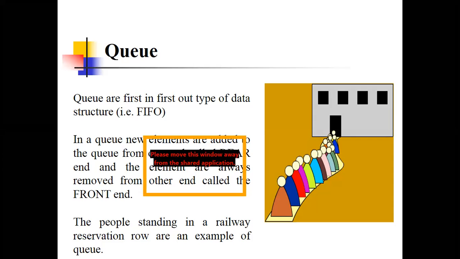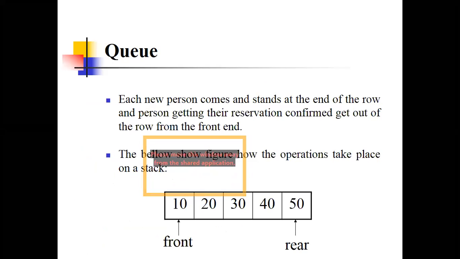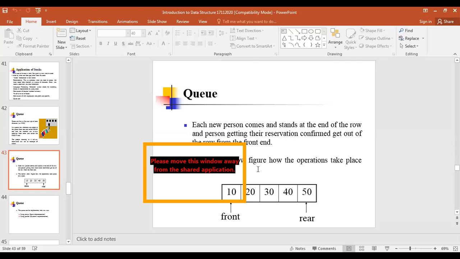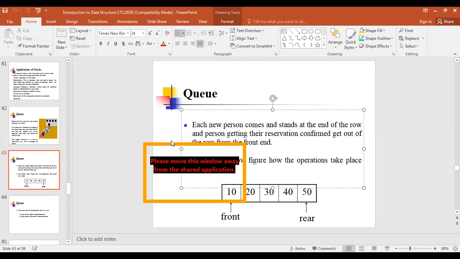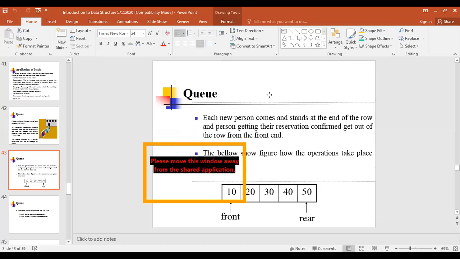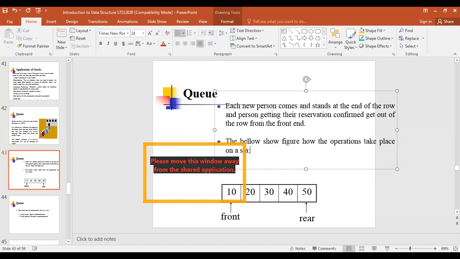The people standing in a railway reservation or bank row are an example of a queue. Each new person comes and stands at the end of the row, and the person getting their reservation confirmed gets out of the row from the front end. The figure below shows how the operations take place on the stack. So sorry, on the queue. Here you can see there is a typographical mistake. I'm going to fix it. Here it should be queue, not stack.